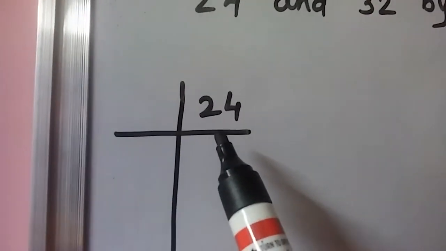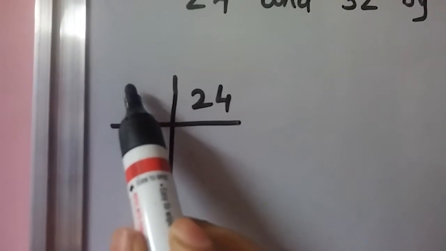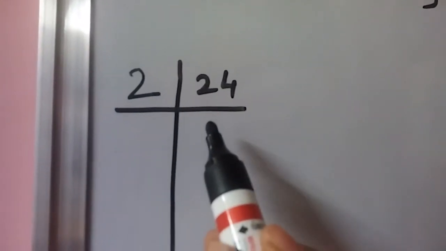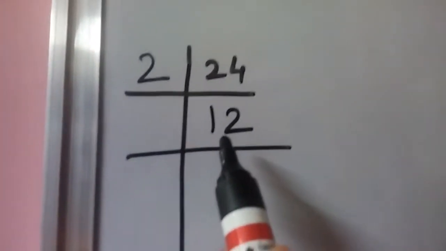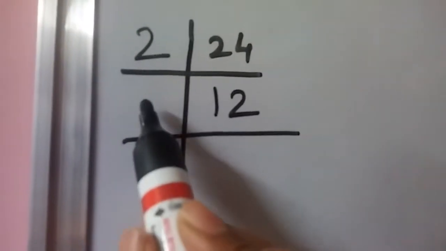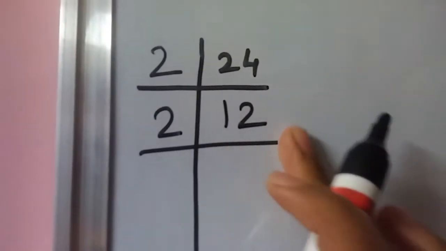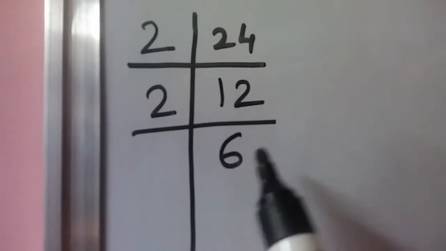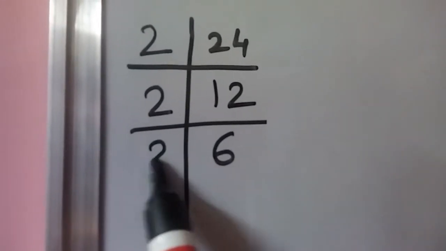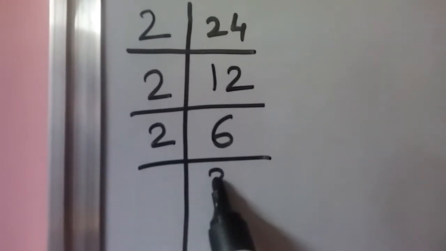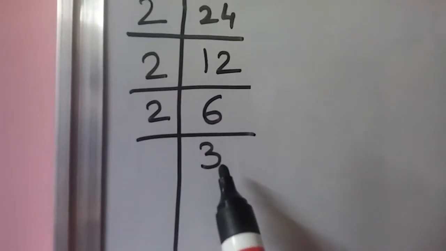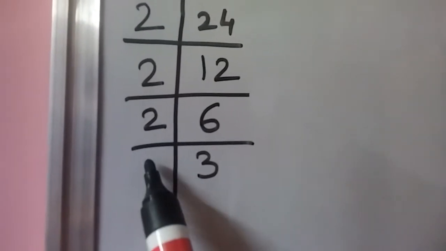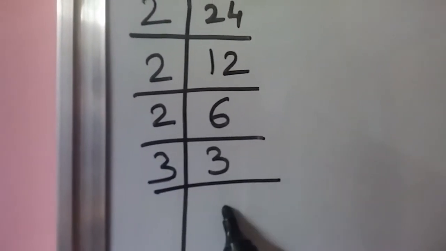If I divide 24 by 2, I write 2 here. Then the quotient is 12. Now I divide this 12 by 2. Then the quotient is 6. If I divide 6 by 2, then the quotient is 3. We cannot divide 3 by 2, so I divide 3 by 3, which gives 1.